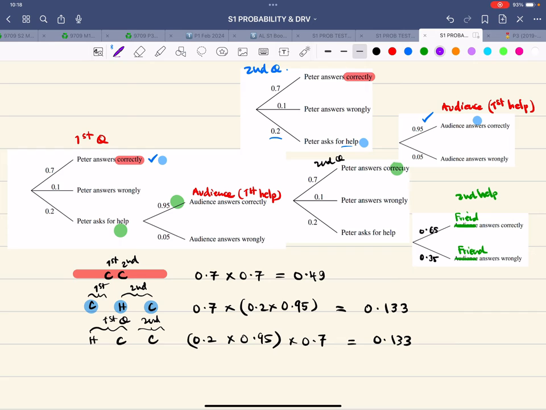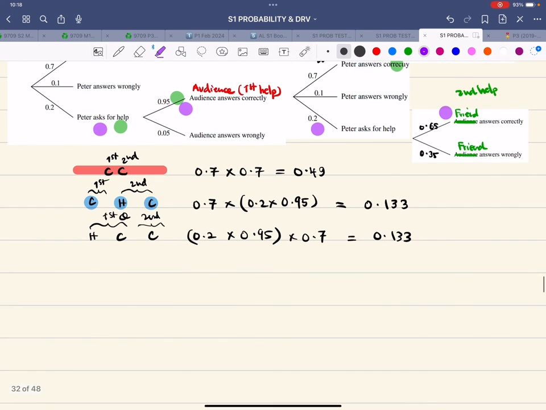That is over here. So let me choose this purple color over here. Peter decides to ask for help. Audience helps him. Again, Peter decides to ask for help. Friend helps him. So 1, 2, let me do it correctly. 1, 2, 3, and 4. So this is over here, help, correct, help, correct.